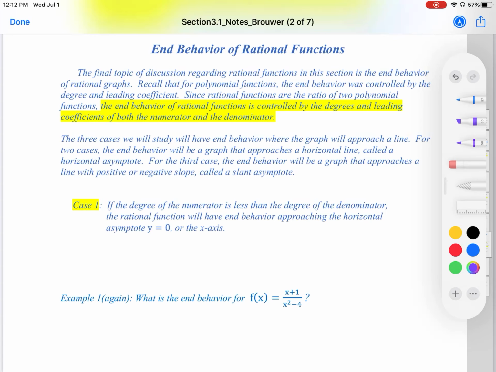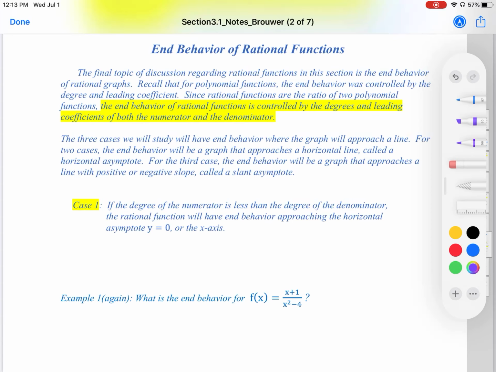End behavior of rational functions. The final topic of discussion regarding rational functions in this section is the end behavior of rational graphs. Recall that for polynomial functions, the end behavior was controlled by the degree of the leading coefficient. Since rational functions are the ratio of two polynomial functions, the end behavior of rational functions is controlled by the degrees of the leading coefficients of both the numerator and denominator.